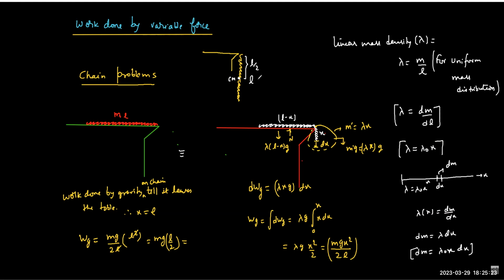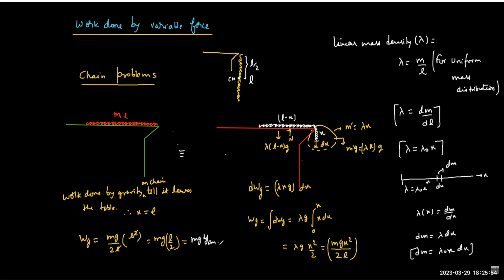Is this clear? Yes, sir. So this is your old school formula which you studied, mgh. But here h is replaced by yc. So whatever the center of mass will ascend or descend will decide the work done by gravity. It is not the length of the object, only the center of mass ascent or descent.